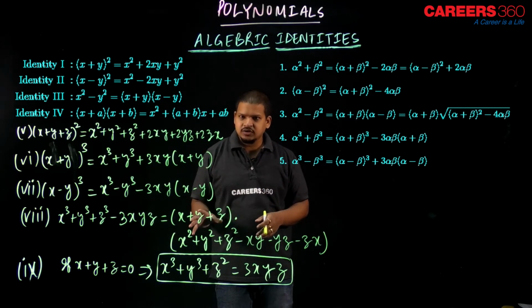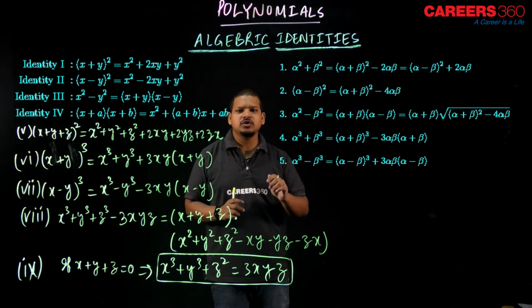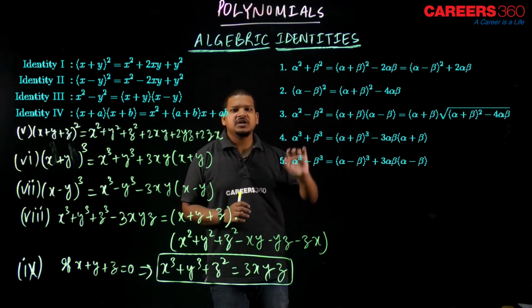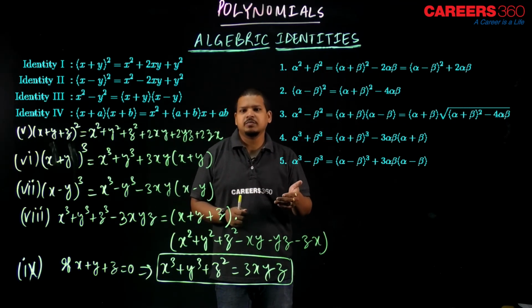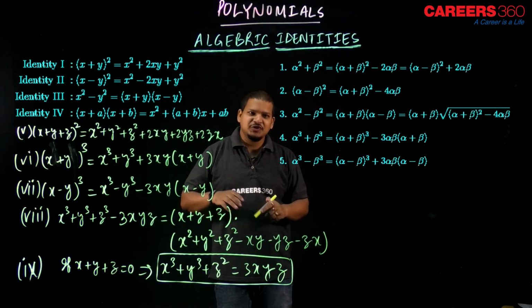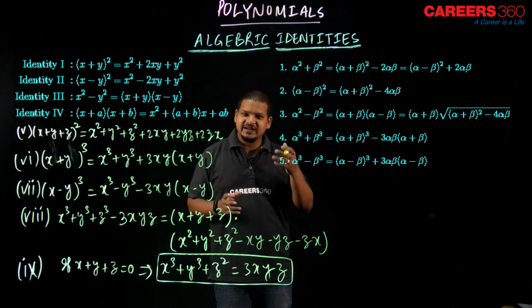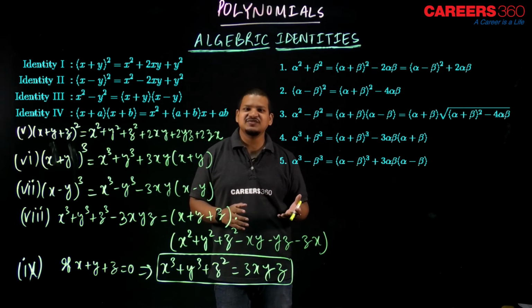So make a list out of these identities, take a screenshot, take a printout, or just write it on a plain paper and stick it on the wall where you study and revise it properly, right? Every time you go through it this way and revise, these identities will fit in your mind, right? So that's all about algebraic identities. In the next session we are going to see how we apply these identities to various problems. Thank you so much.